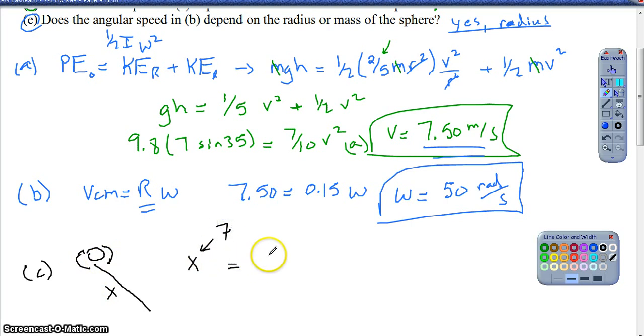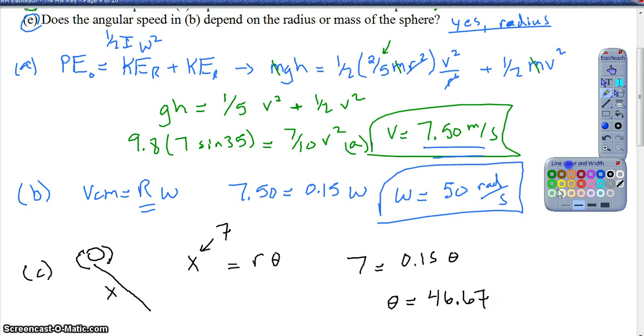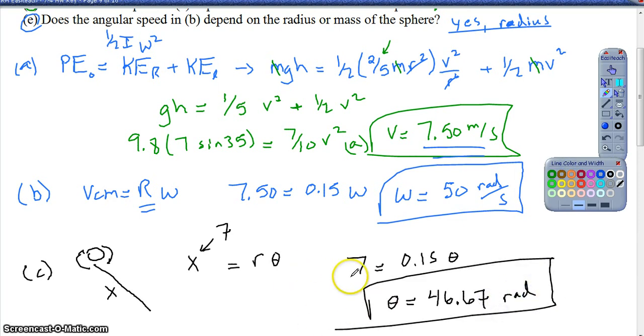Well, what's the relationship between the arc length and the angle measurement in terms of radians? Well, the arc length, that linear distance or displacement, is just going to be the radius times the angular one. So again, once I have my 7 meters down the ramp, I just am going to take the radius of 0.15 times theta, and I'm going to divide both sides by 0.15. So my theta in terms of radians ends up being about 46.6 repeating, so 46.67 if we want to round that off. But that's how many radians the sphere turns through as it rolls that far down the ramp.